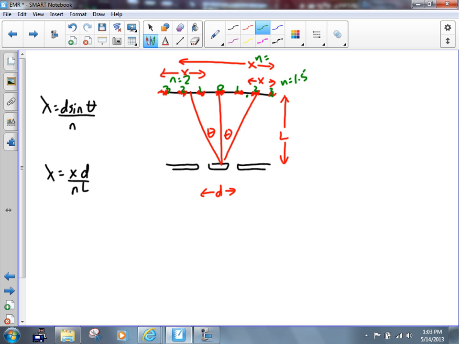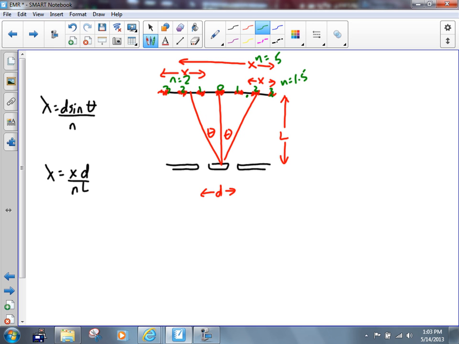What about this one? Going from the second order max on one side to the third order max on the other side. What's it going to be? It's going to be 5. Yeah, 3 plus 2. It doesn't really matter which way you go, you get the same answer there. All right. Lambda, of course, represents the wavelength.